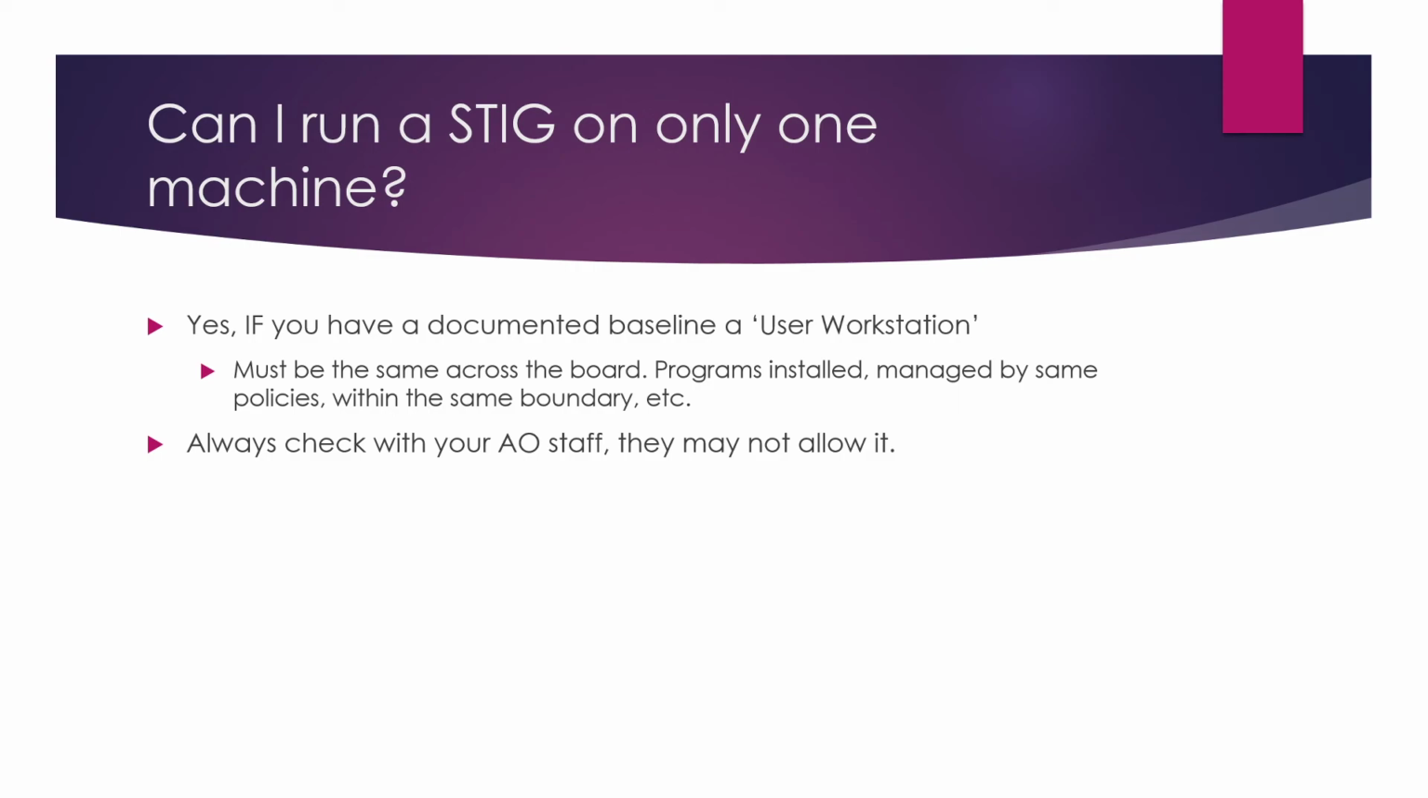Now, typically the way that I've seen this work out is for bigger systems. If you have 5 or 6 workstations, the chances of you being able to just run it on one, provide that checklist and say it applies across the board is not as high as somebody who has 150 workstations that are configured that way, right? With that in mind, all of these need to be the same across the board. All the programs installed need to be the same. They need to be managed by the same policies. They need to be within the same boundary, accreditation boundary, etc.